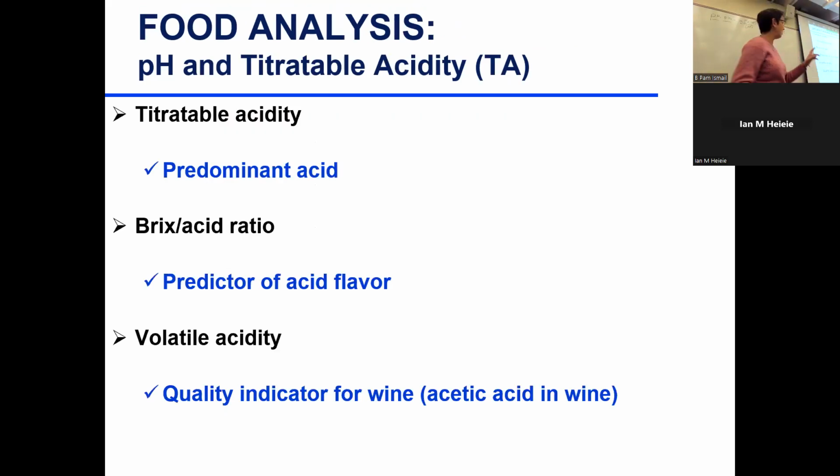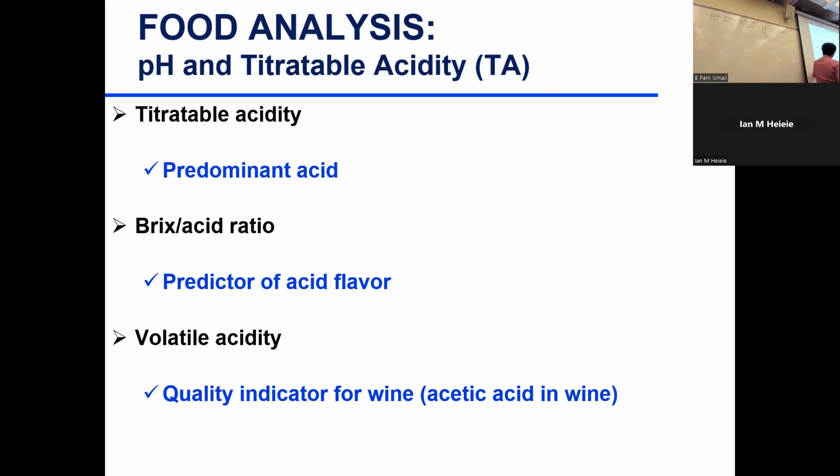When we calculate titratable acidity, you calculate based on the predominant acid, so use the molecular weight of the predominant acid. We use the Brix to acid ratio to predict the acid flavor because of the presence of sugar that you have. And the last thing here, we can measure volatile acidity.